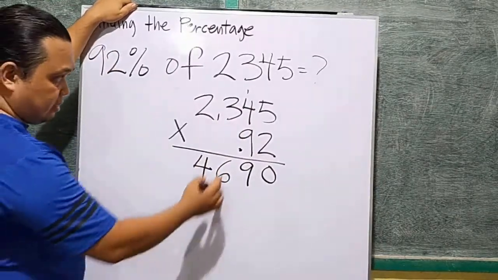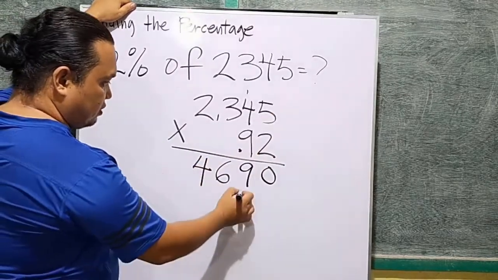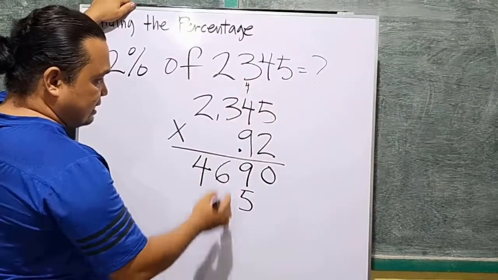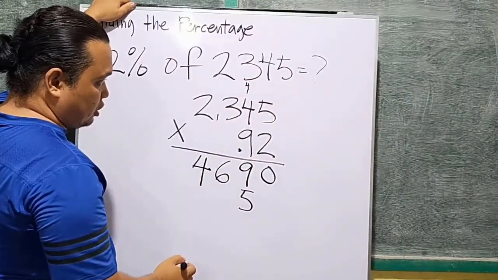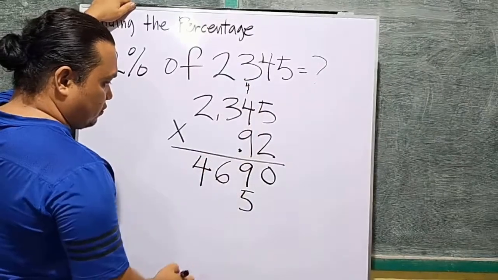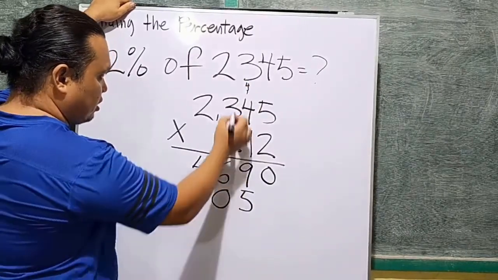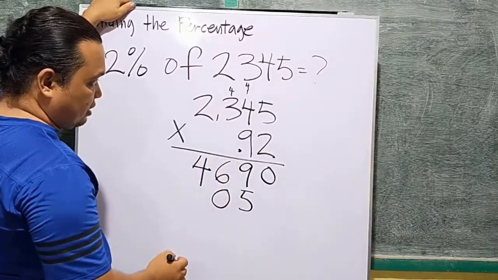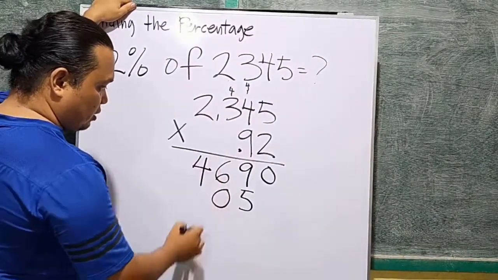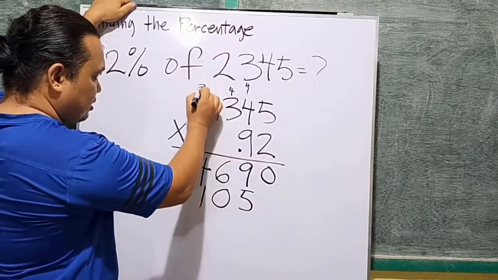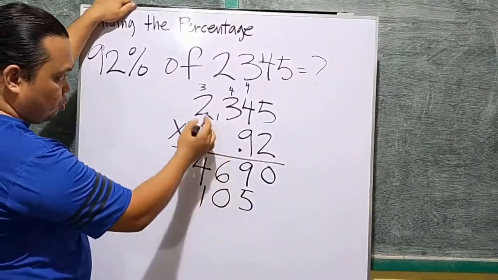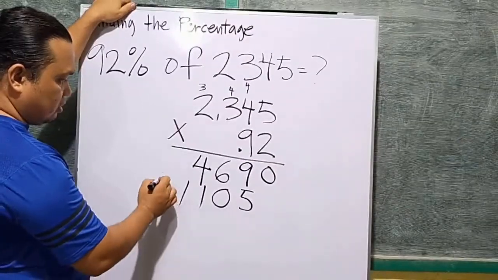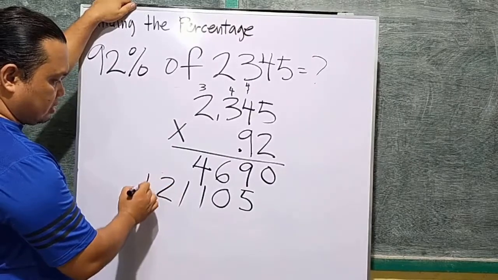Okay, so let's do the 9. Now 9 times 5 is 45. 5, carry 4 here. 9 times 4 is 36. 36 plus 4 is 40. 0, carry 4 here. 9 times 3 is 27. 27 plus 4 is 31. 1, carry 3. 9 times 2 is 18. 18 plus 3, that's 21. 1 and 2 here. Let's add.